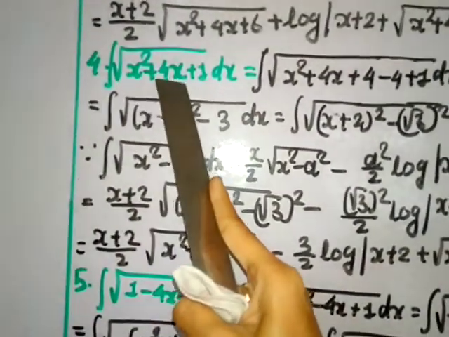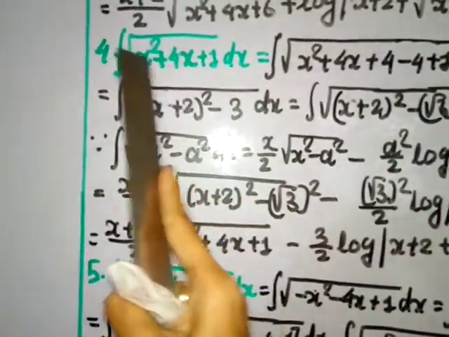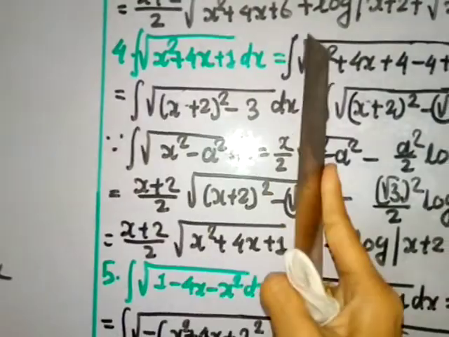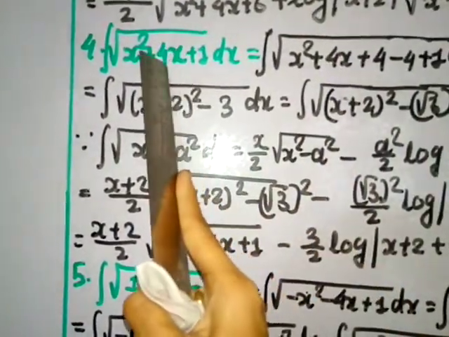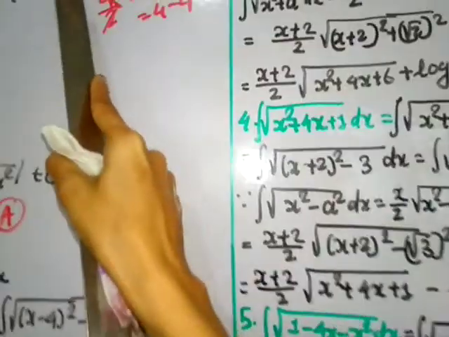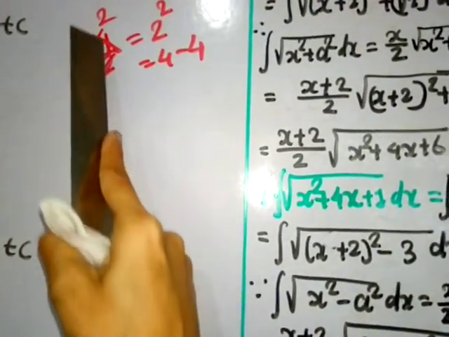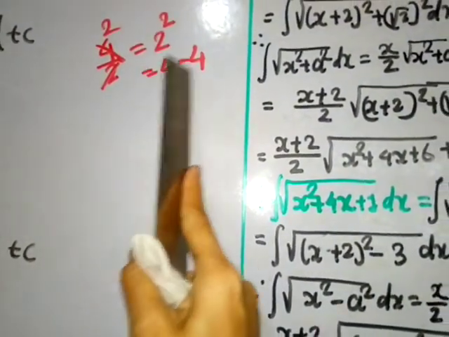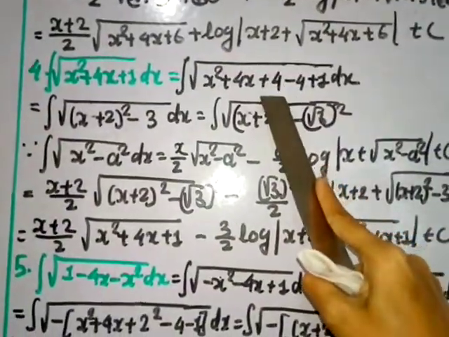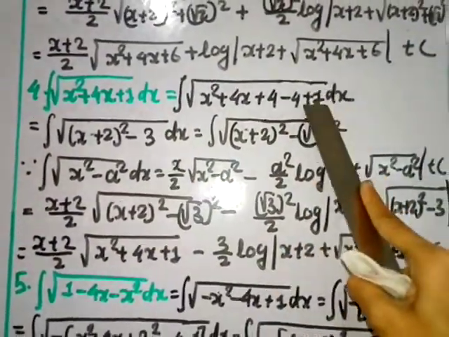Question number 4. Integral square root of x square plus 4x plus 1 dx. Here also I have to make the perfect square. So x square as it is, 4x as it is, then take the coefficient of x, that is 4. And 4 divided by 2 gives 2, so 2 square you have to add and subtract. So here I have added 4 and subtracted it, and plus 1 I have just kept as it is.